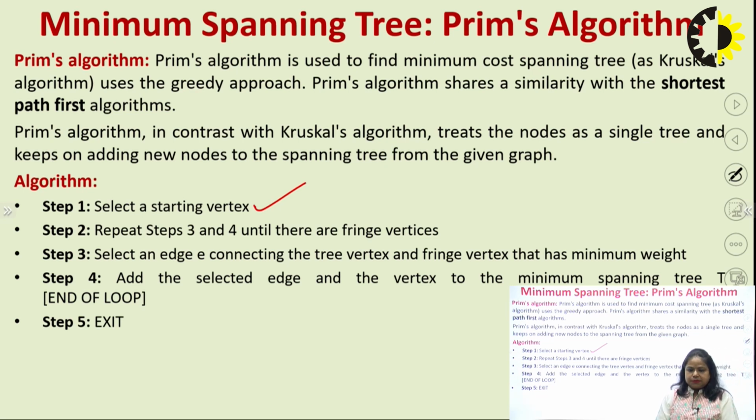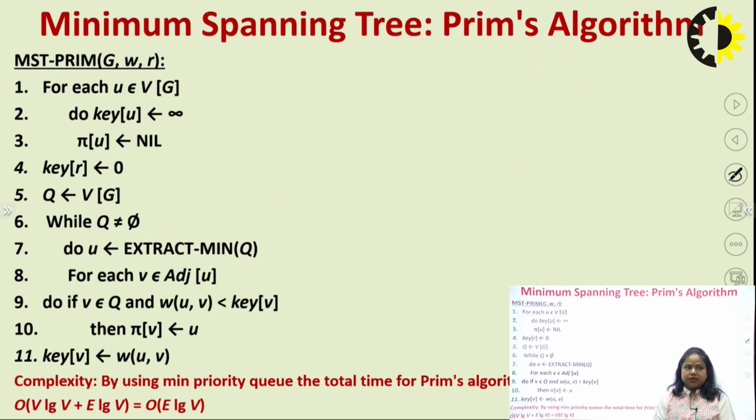If a particular node has 2 adjacent nodes, we take the minimum weight one so that we can move from one vertex to the next vertex, and so on. In the last step, we add the selected edge and the vertex to the minimum spanning tree T. This is how the Prim's algorithm is generated. Now you can check the method and the algorithm also.